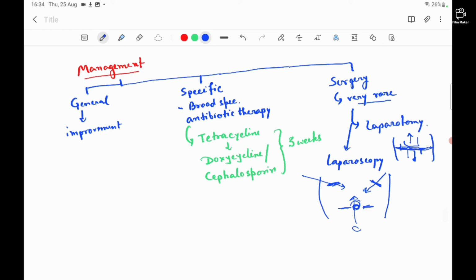In the next part we will discuss some peculiarities like genital tuberculosis. We will discuss pelvic inflammatory diseases which occur after gynecological procedures or after delivery, postpartum, like this.